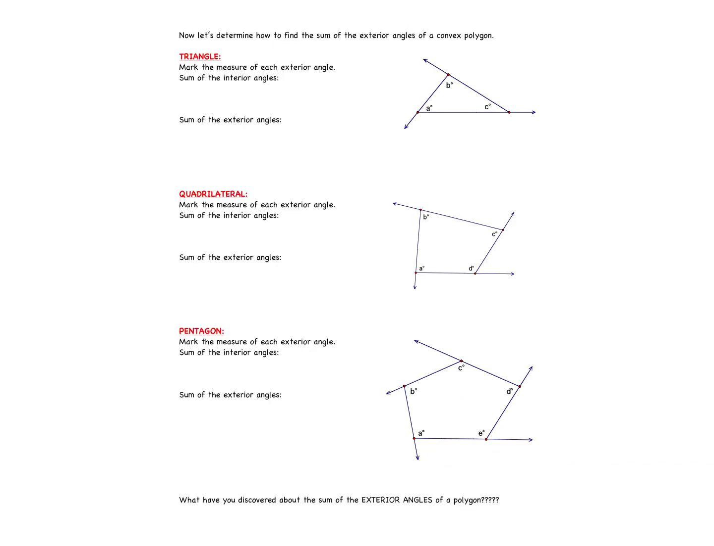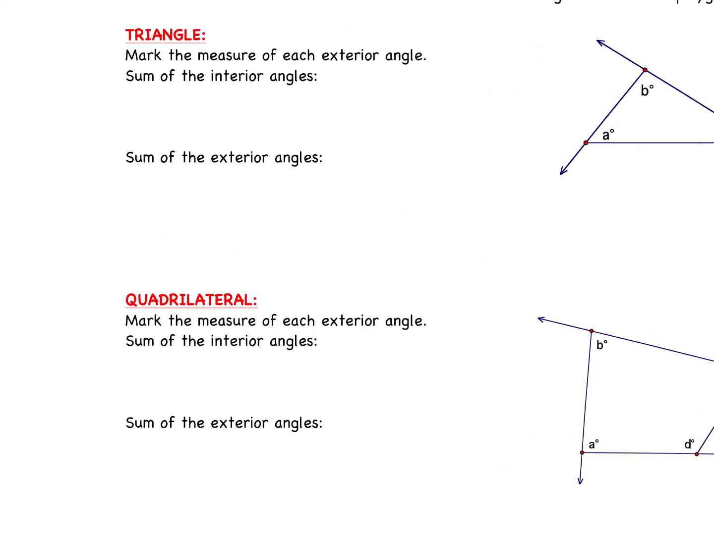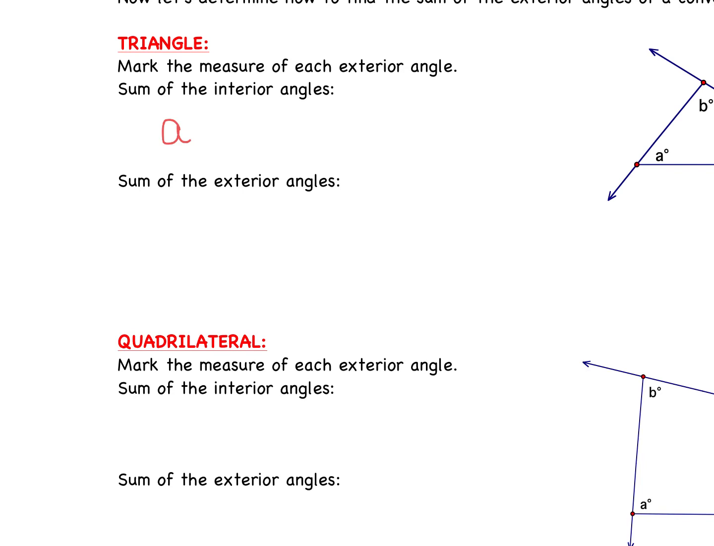On this page, we're going to determine how to find the sum of the exterior angles. Exterior angles are ones that, if you were to extend the sides of a shape, it's kind of like a throwing star, really. That's how I think of these problems. But here, we have a triangle, and we extended each side. Let's find the sum of the interior angles. Well, triangle we're very familiar with. It's A plus B plus C equals 180.